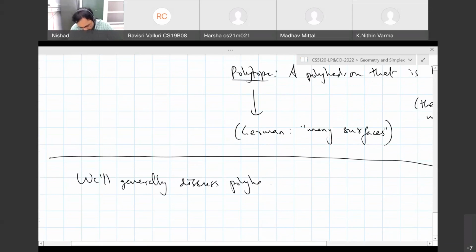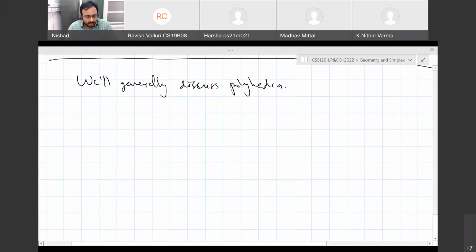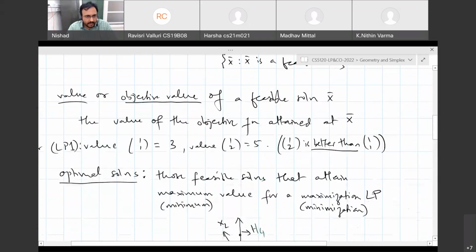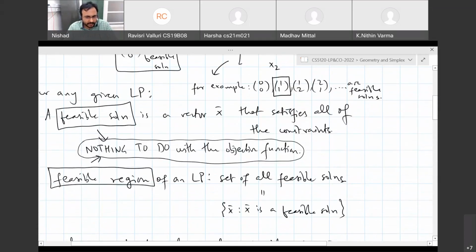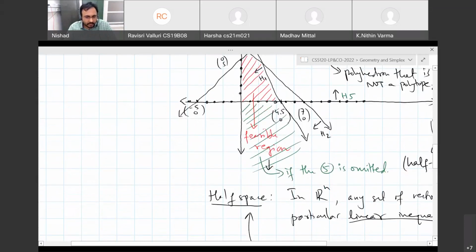So we won't distinguish in most cases whether the polyhedron is bounded and is therefore a polytope, or whether it has some side where you can keep going forever, right? So that would be unbounded. Okay, but we will not generally differentiate between these two cases. Good. Notice that all of our discussion regarding the feasible region has nothing to do with the objective function, right? The feasible region does not care about the objective function.